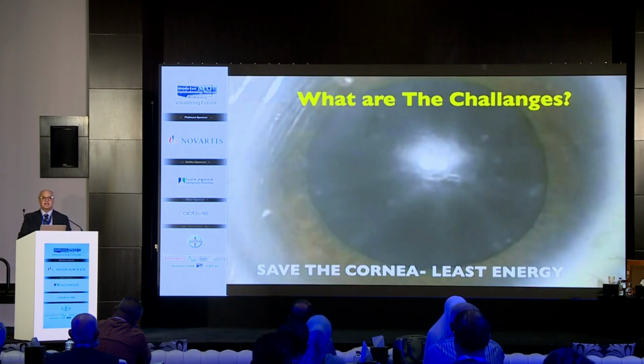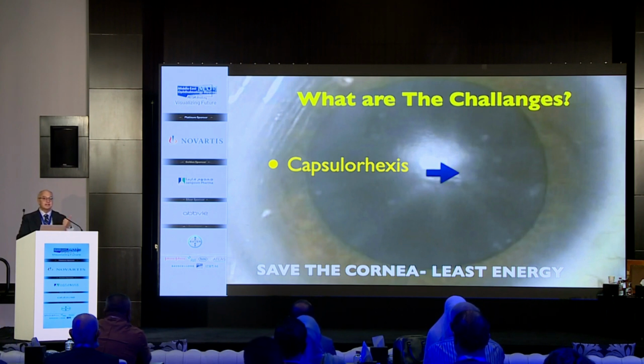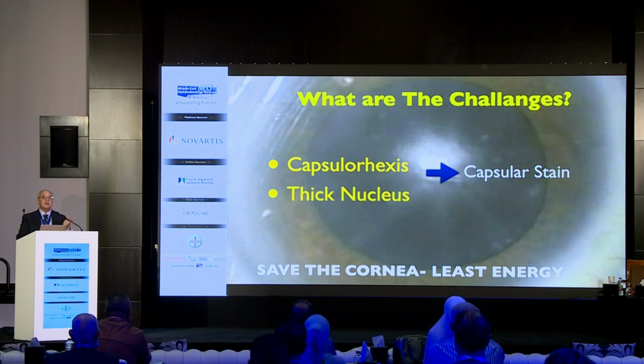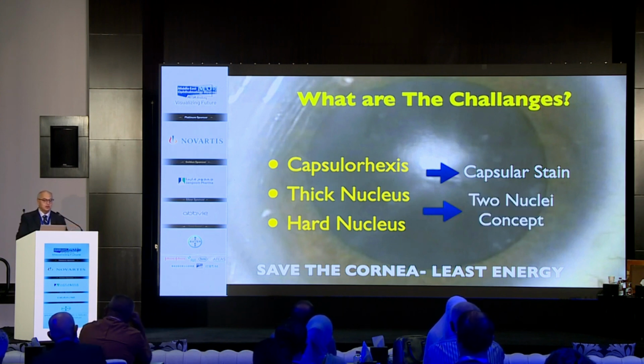So what are the challenges? You are analyzing the problem. One is the capsular access. You need good capsular access, so you can overcome this because there is no visualization with capsular stain. Two, you have a thick nucleus, and the hard nucleus you want to convert into a more amenable nucleus. So this is what I call the two nuclei concept, which is the main part of this talk.